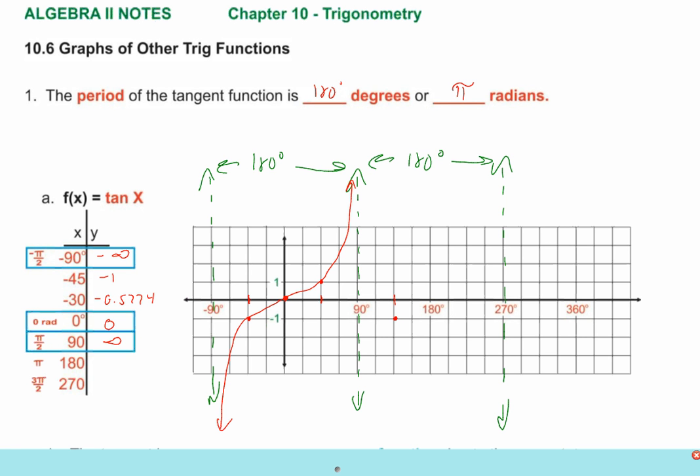Go halfway between 90 and 180, right? And put the point at negative 1. Then put a point right at 180. And then go halfway between 180 and 270 and put a point at 1, and you can draw the second wave. And they just keep going, right? You're just going to repeat, repeat, repeat.